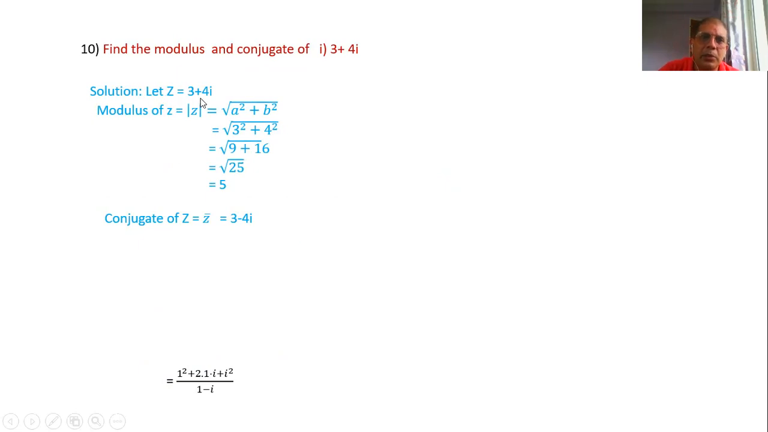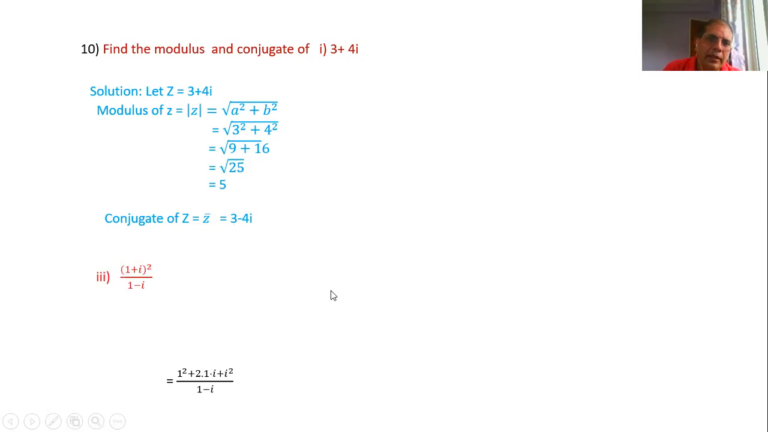If z is equal to 3 plus 4i, then the modulus of z is the square root of a square plus b square. Now it is root under 3 square plus 4 square. 3 square plus 4 square is 9 plus 16, which is 25, so the root is 5. But the conjugate of this, you should take just the opposite of the imaginary part. So 4i is there, you should write here minus 4i. So 3 minus 4i is your answer, it is your conjugate.